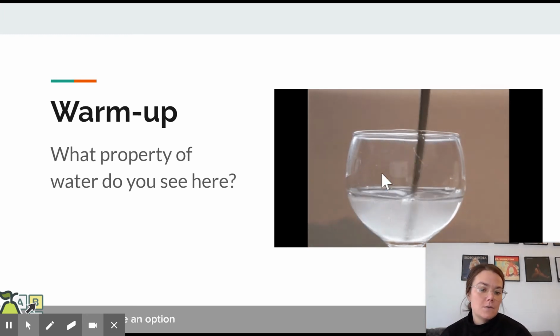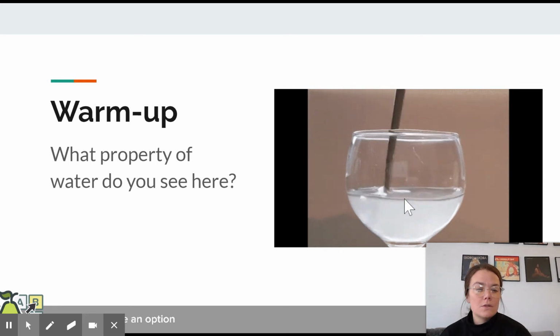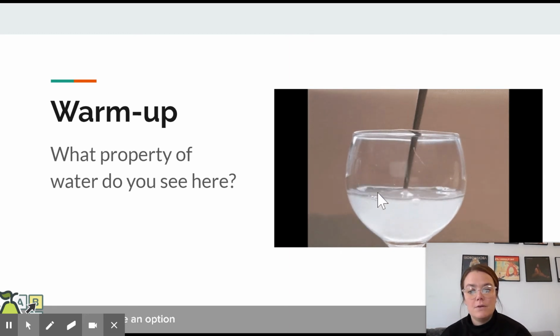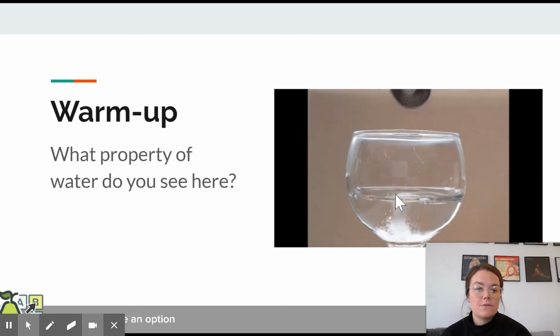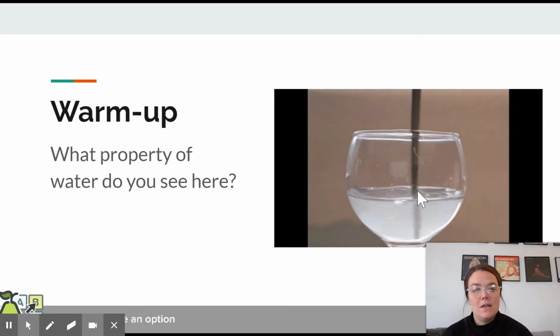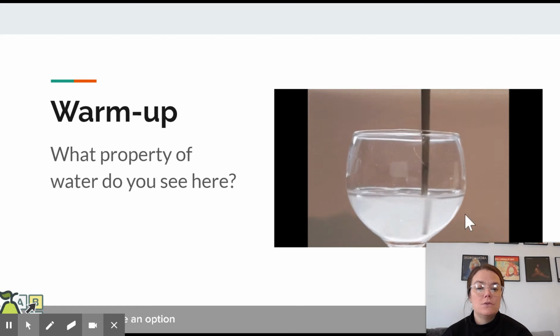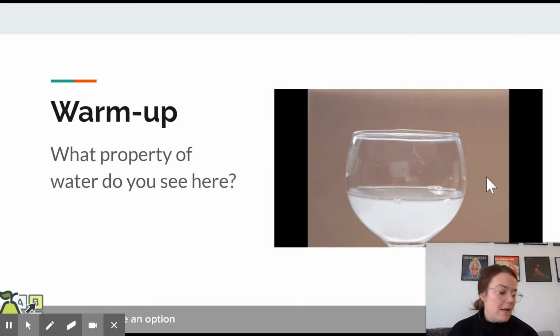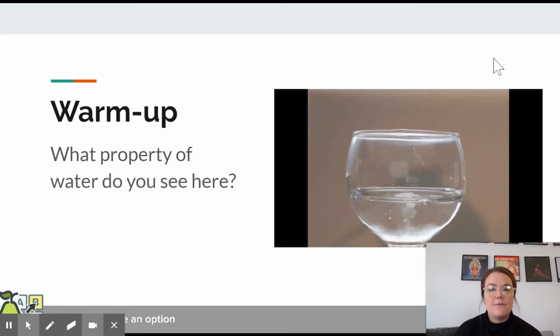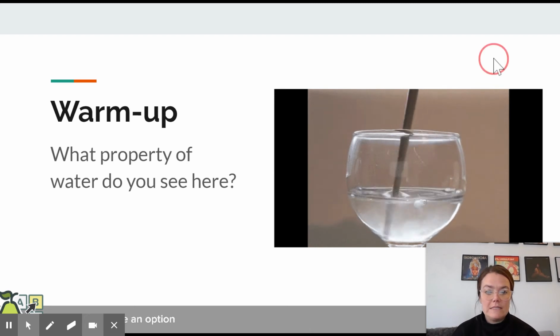And that occurs because water is polar. You could also talk about the surface of the water here, so surface tension. You could talk about water being adhesive and sticking to that mixer and to the glass. But the main one that you might want to identify is the fact that water is a universal solvent.